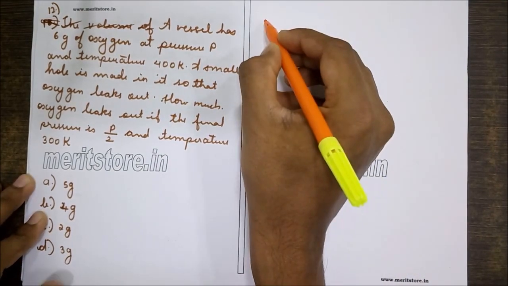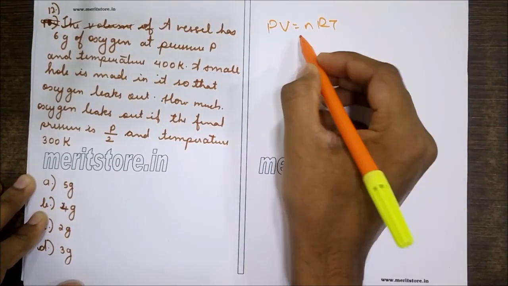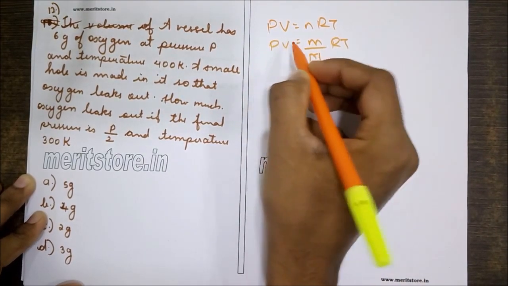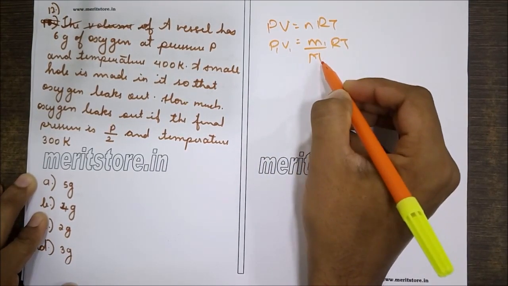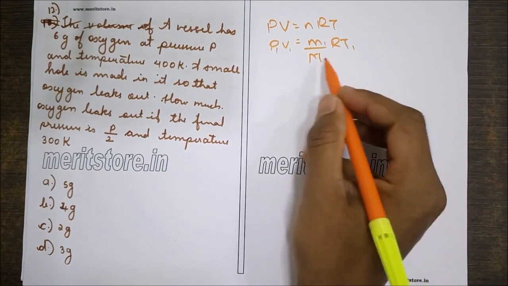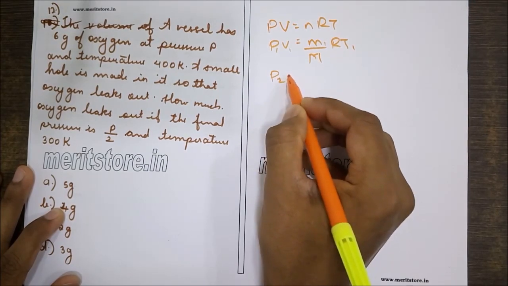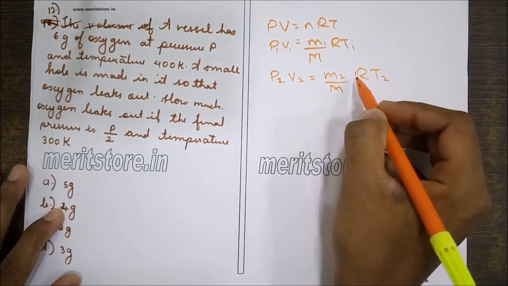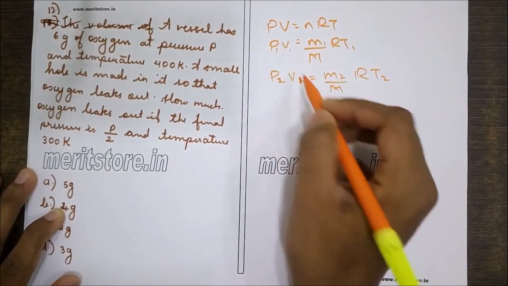Now let's look at the ideal gas relation. PV is equal to nRT. The number of moles can be written as mass of the gas upon molecular mass, times RT. So for the first condition, it would be P1 V1 is equal to M1 upon capital M times R T1. The molecular weight wouldn't change, so it's constant. R is also constant, and T1 is given as 400 Kelvin. Similarly, for the second case, P2 V2 is equal to M2 upon capital M times RT2. Now, since the volume of the vessel doesn't change, V1 is equal to V2.